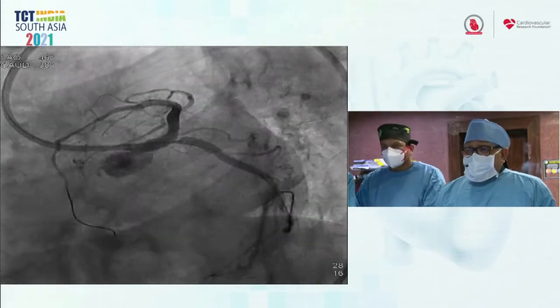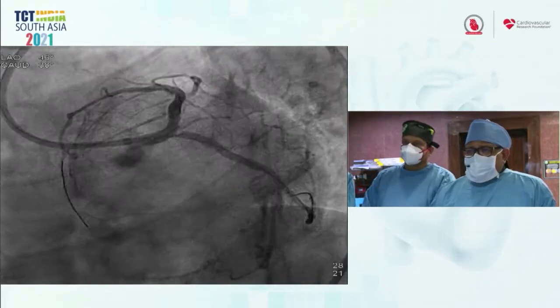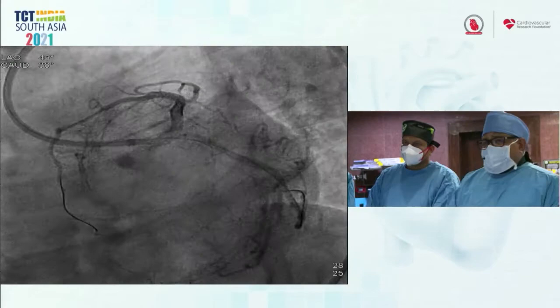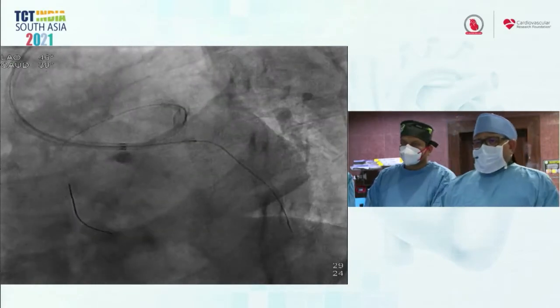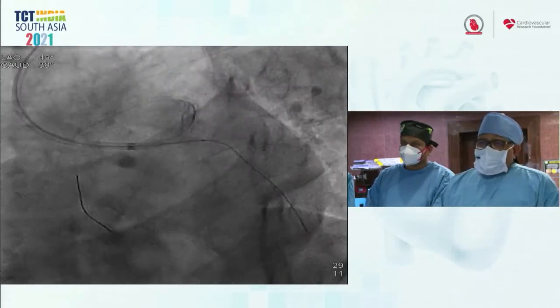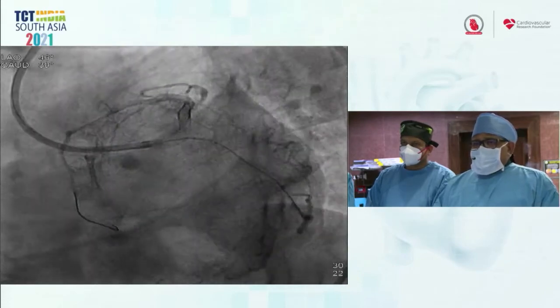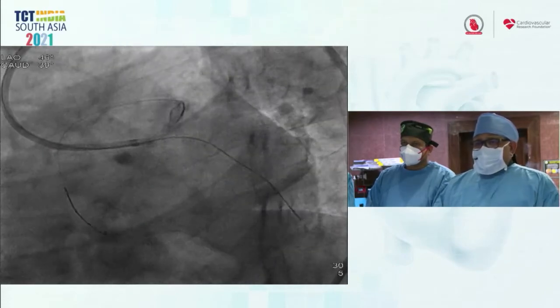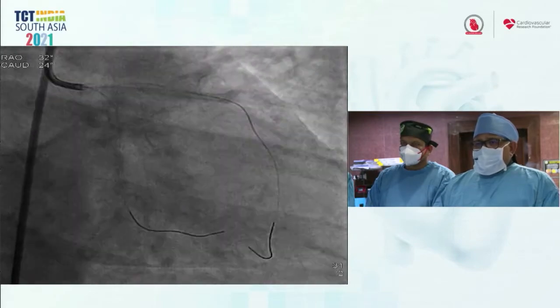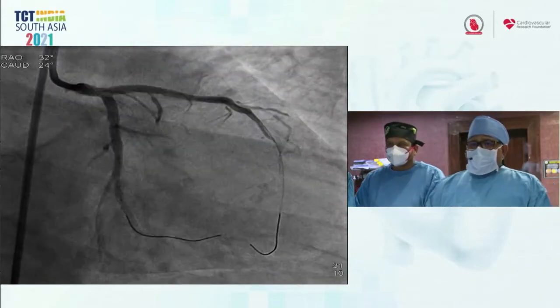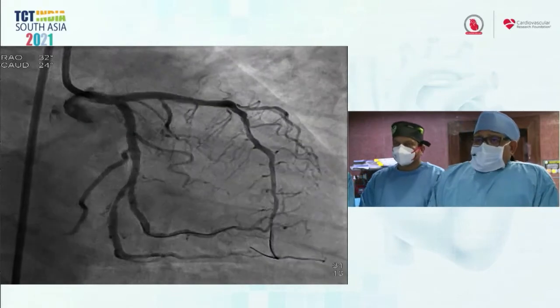LCX has some pinching, whether it needs the intervention or not can be discussed very well. Next. I dilated it with a 2.5 millimeter balloon just to open up the struts across. Next. This is the ostial LCX. Next. So here we are after doing all the things.